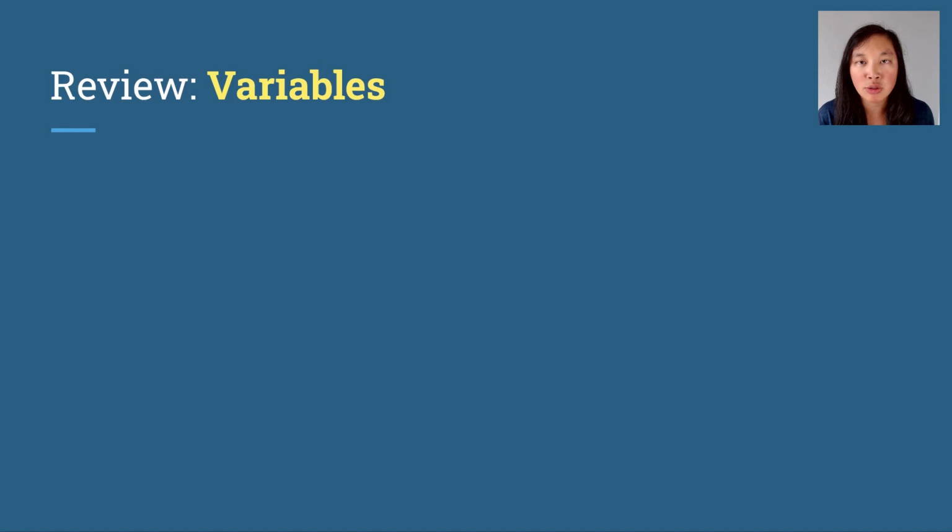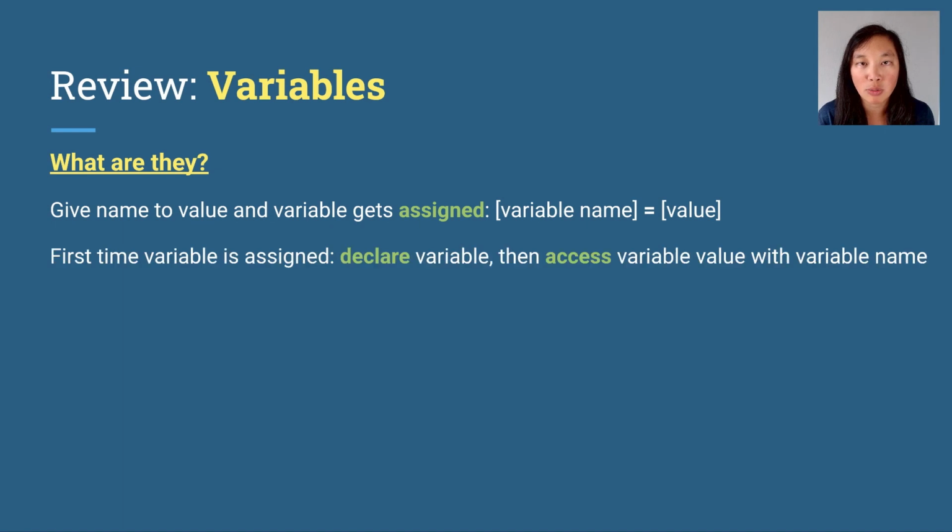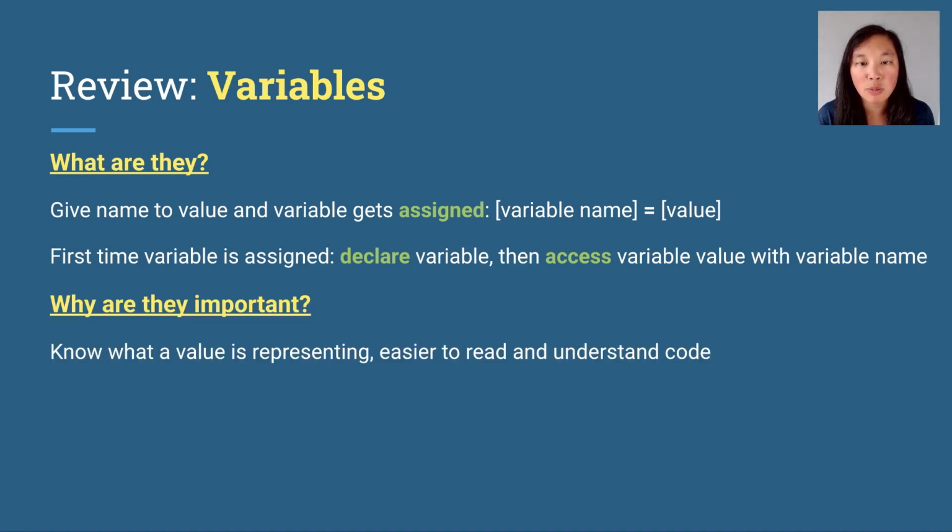So as a reminder of what we talked about for variables, we give a name to a value, and the variable gets assigned. So we can do the variable name on the left, an equal sign, and then the corresponding value on the right. The first time the variable is assigned, we declare the variable, and then we access the variable value with the variable name. Variables are important because then we know what a value is representing, and then it's easier to read and understand the code as well. We can reuse and change values throughout the program as well by using variables.